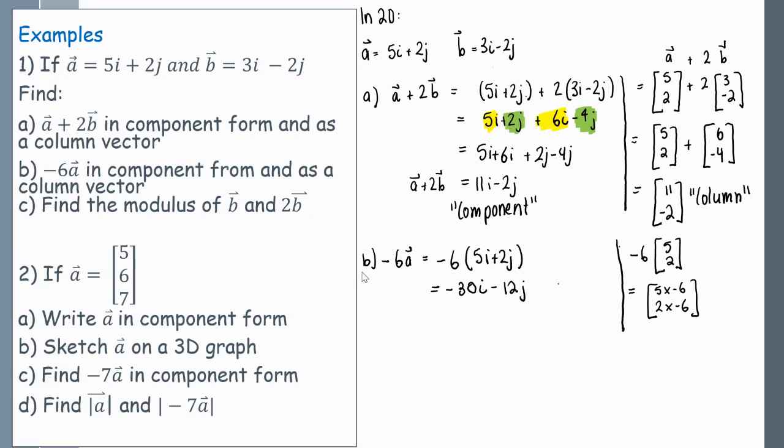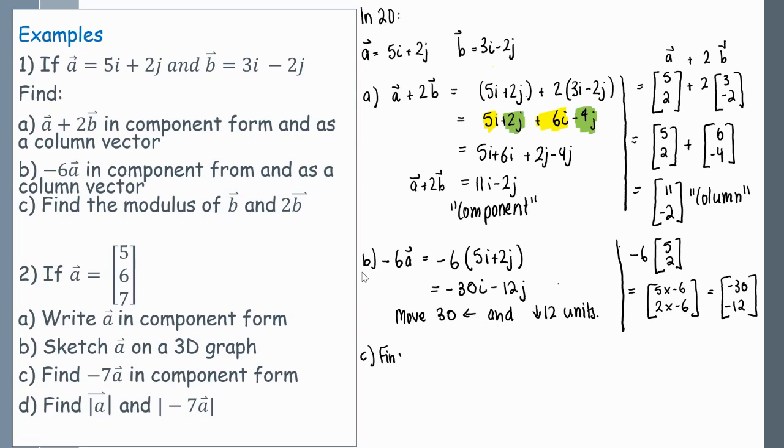But just remember that you should write it in the form that was given to you in the question, unless specified to do otherwise. Both of these vectors represent a vector that moves 30 units to the left and 12 units down.